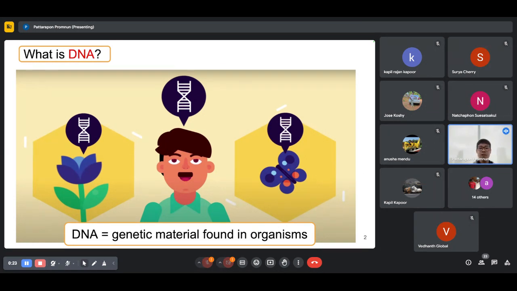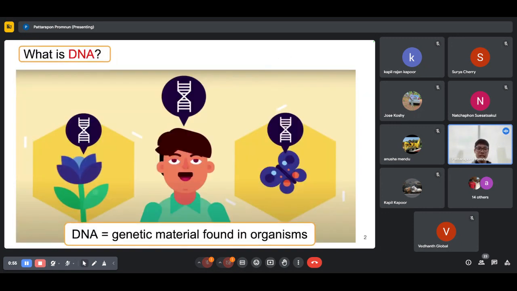So what is the DNA? DNA is actually a biomolecule. Biomolecules include carbohydrate, protein, lipid, and genetic material such as DNA. So DNA is found in our bodies, in our cells, in almost every organism. Plants, humans, and animals also have DNA, but our forms of DNA are different from plants and animals. DNA is the genetic material of organisms.